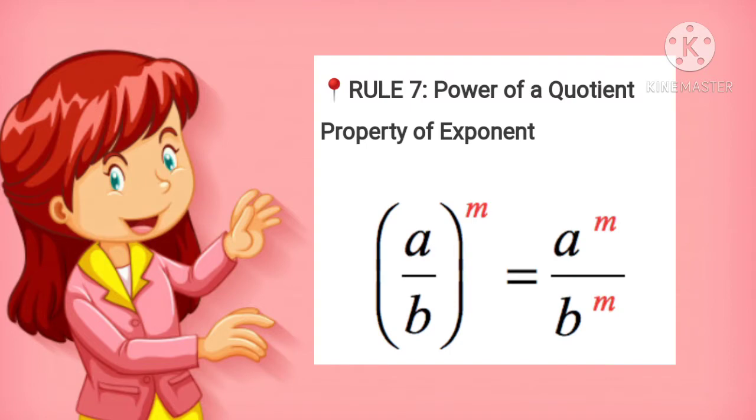Power of a quotient property of exponent: a by b the whole power m is equal to a power m by b power m. Here the bases are different and it has the same exponent and is of the form of a fraction. Then we can split the exponent for both the numerator as well as the denominator.